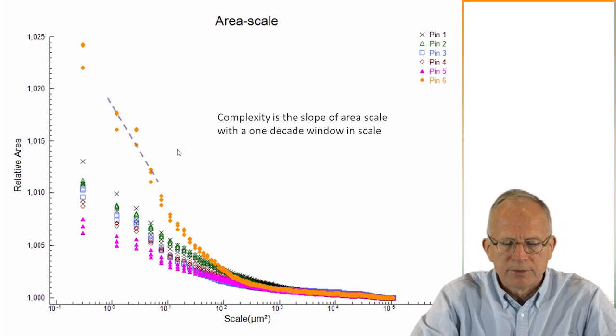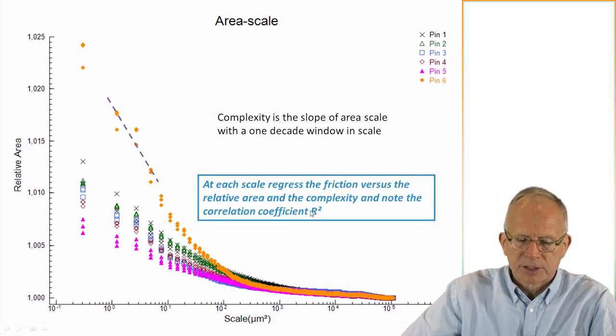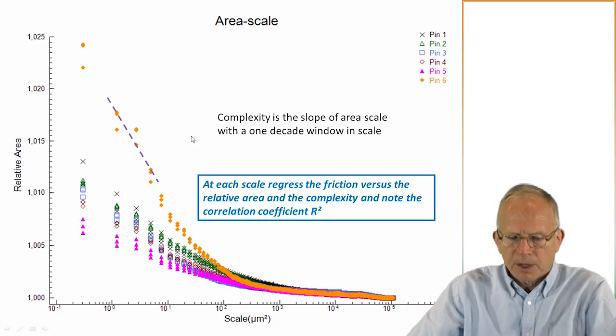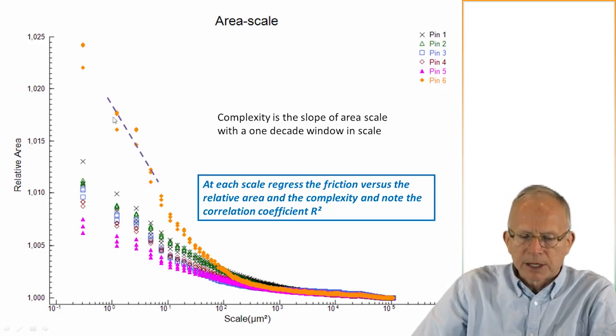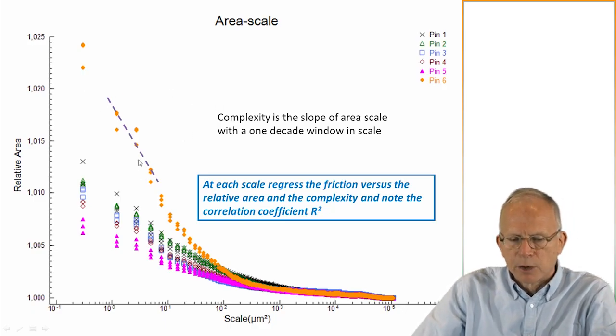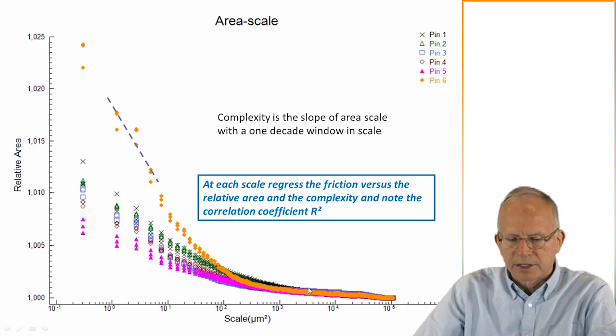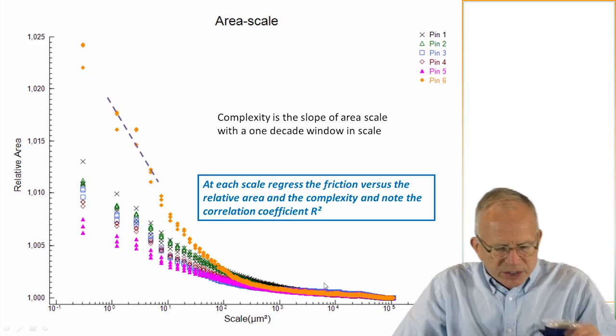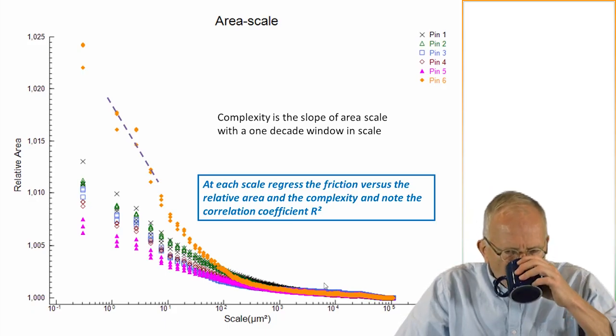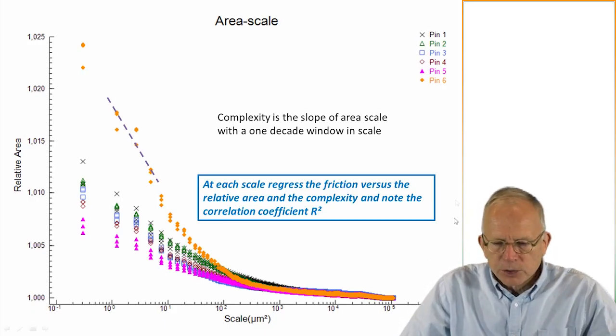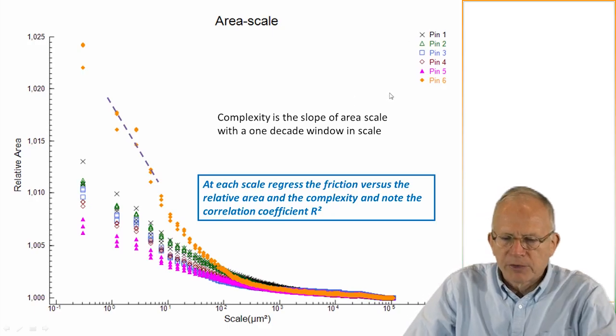So here's the relative area versus scale. And then the complexity was calculated as the slope of this curve over a 1-decade interval, and it's done in a sliding manner so that we can have the complexity over the full range of scales. And here you can see, sorted by color, are the different pins.